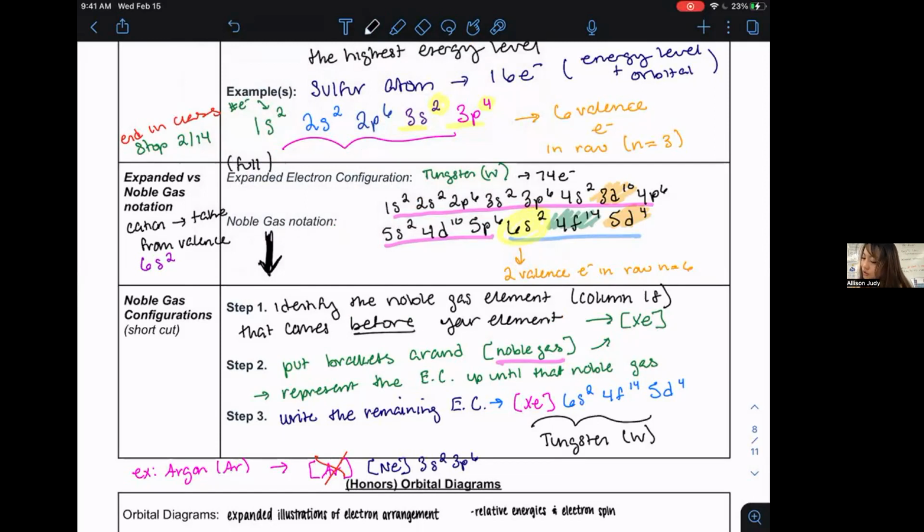Maybe it becomes 6s1. Maybe you only remove 1 electron. Maybe you remove 2, 6s2. Maybe you remove more. You drop down to 5.